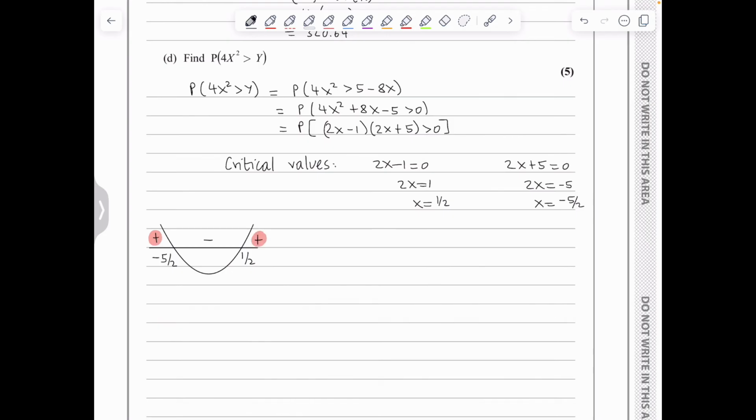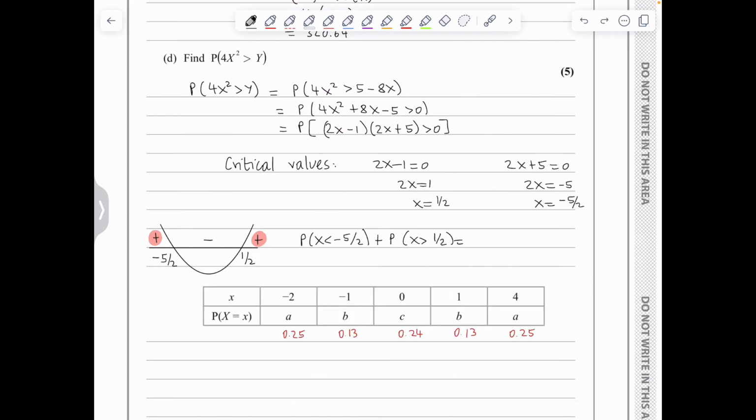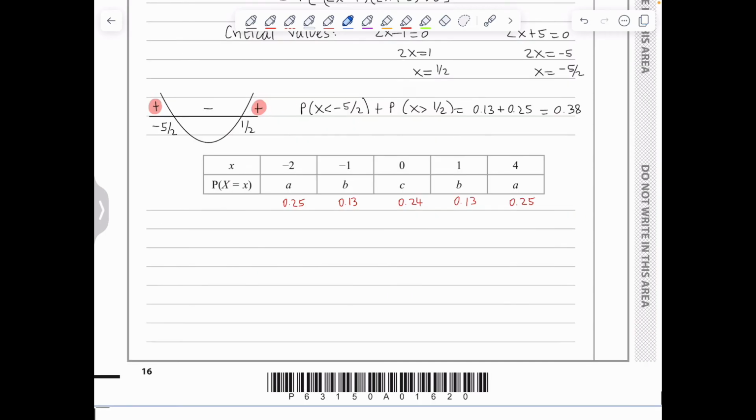So the probability required is simply the probability that x is less than minus 5 over 2, plus the probability of x being greater than a half. And if I quickly recall the table of values for the probability distribution for x, we can see that if we want to be less than minus 5 over 2 or greater than a half, this simply means that we can be 1 or 4 only. So that's going to be 0.13 plus 0.25, which gives an answer of 0.38.